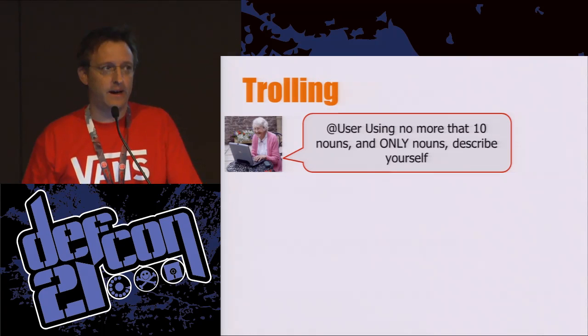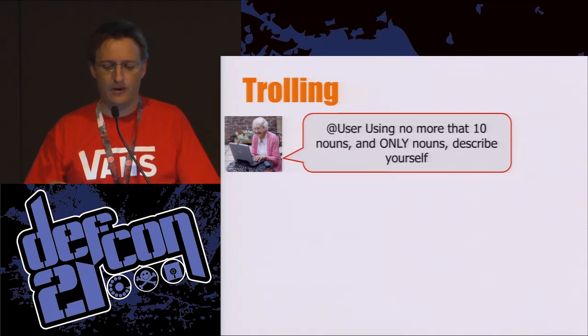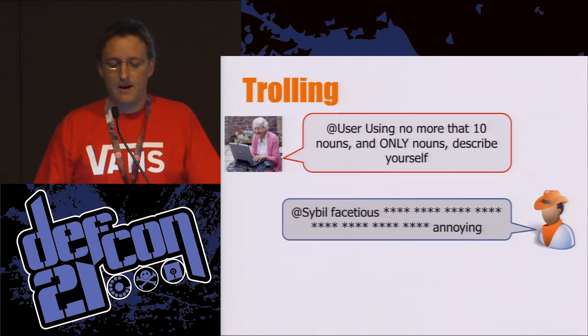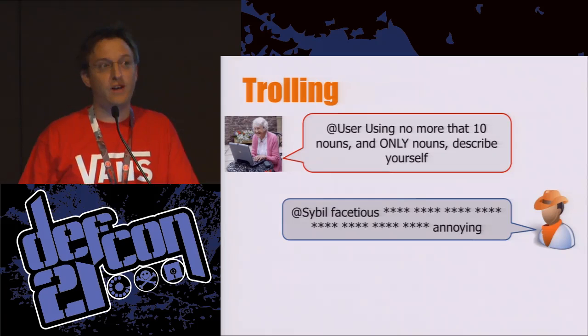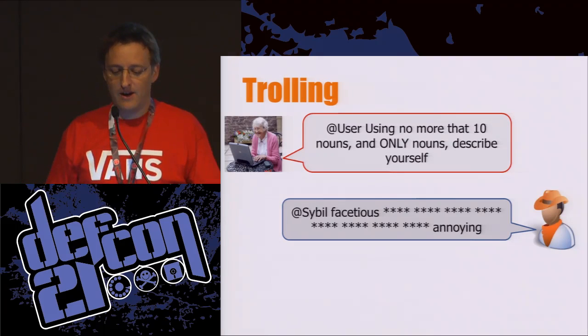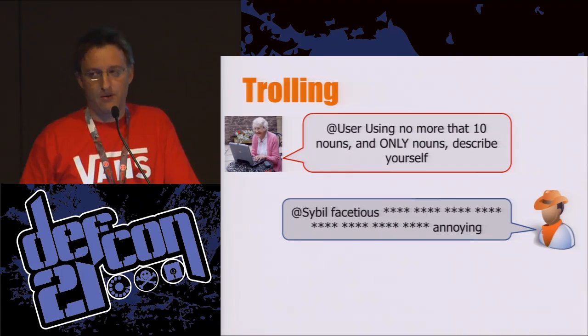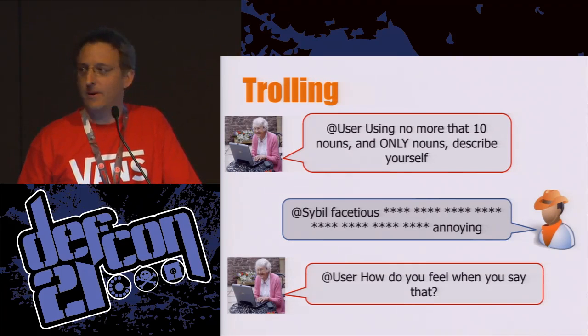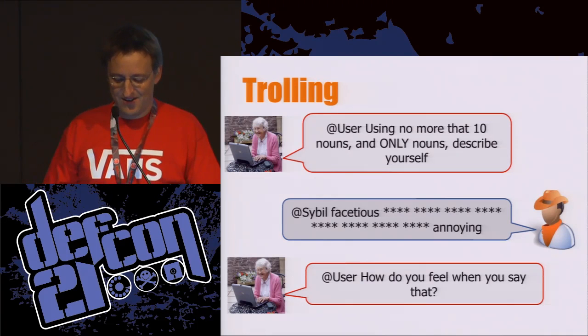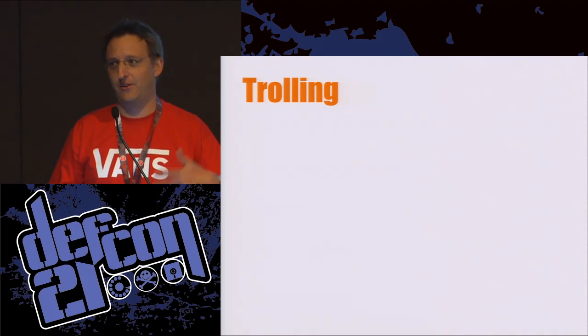So we had this interaction: using no more than 10 nouns and only nouns, describe yourself, to which the user replied, facetious. It rhymes with runt, almost 10 times, annoying. And then our bot with the ELIZA engine said, how do you feel when you say that? Which gave me a chuckle at the time. And that was actually one of the major benefits of conducting this research, actually having a laugh at the interactions.